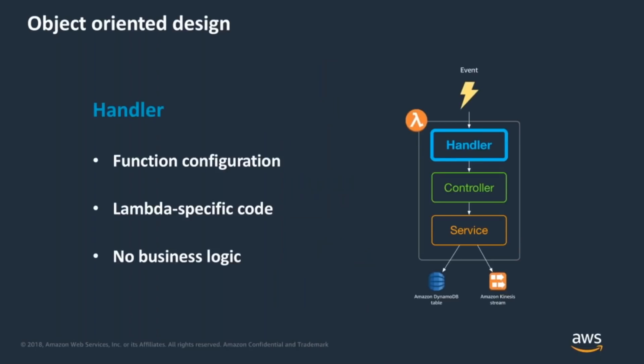Looking at these in a little more detail, the handler is really responsible for setting up any function configuration, mapping any of the Lambda specific event structures that are getting passed in into more business oriented object structures, and removing any of the Lambda specific pieces of the data model that are coming in the front door, and abstracting that away, so that the rest of your system doesn't have to understand anything about the specifics of Lambda. But very importantly, the handler method should not include any business logic.